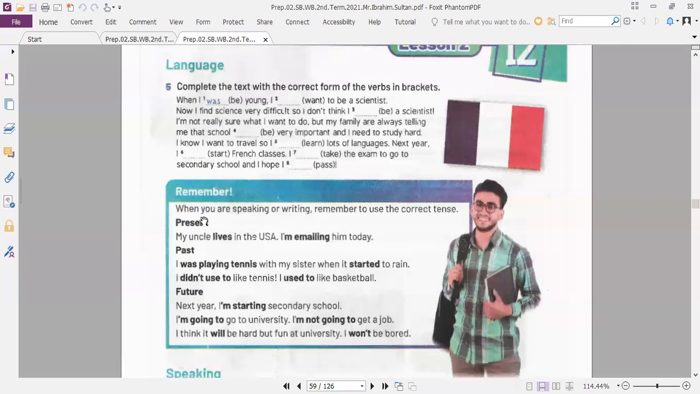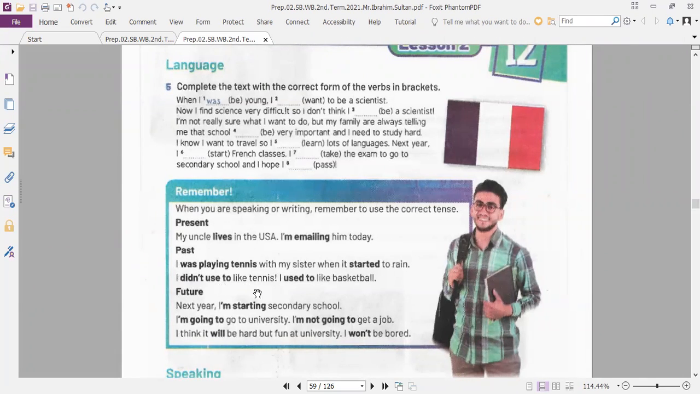We studied before about the present, like for example, my uncle lives in the USA. This is present simple, lives, and I'm emailing him today. This is present continuous, okay? And we studied also the past. We studied the past continuous and the past simple. Like for example, I was playing tennis with my sister when it started to rain.